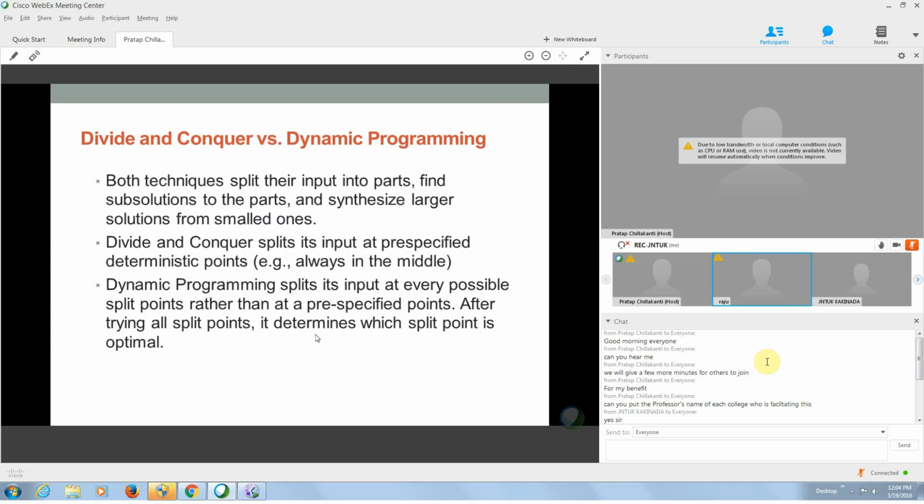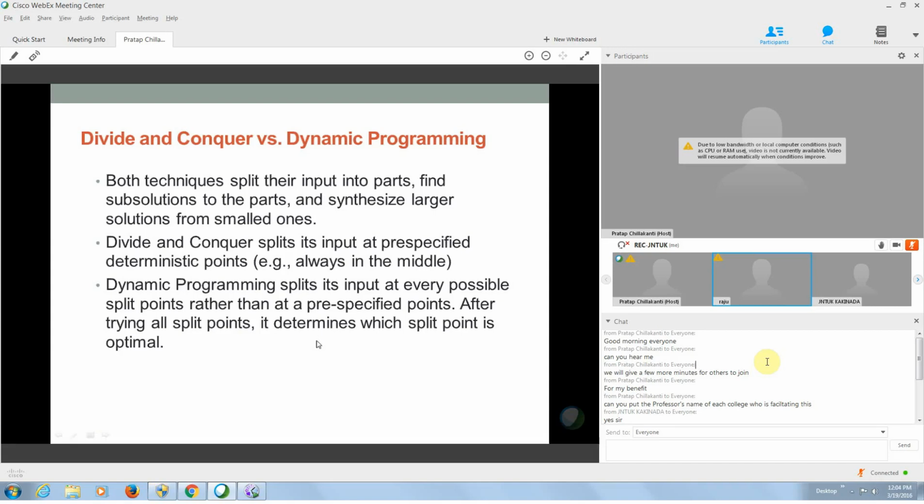So in the case of 13 cents, I showed you 2 split points, 7 and 6, and 11 and 2. There could be other split points too, based on all the coin denominations. So your program will try all those split points. That is what this slide is saying.